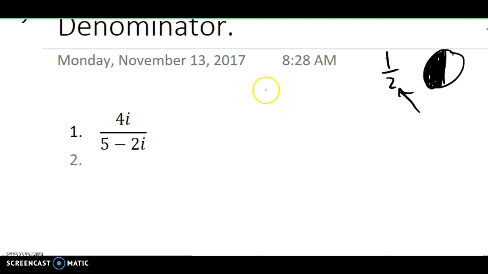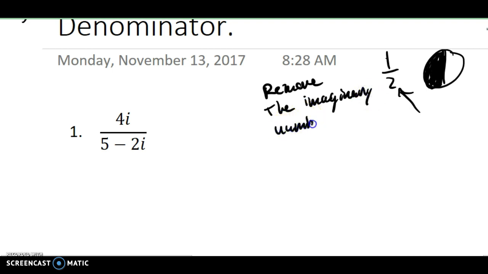So we need to remove the imaginary number out of the denominator. That's our goal today, okay? Because right now it doesn't make sense. There's no way to visualize that denominator.